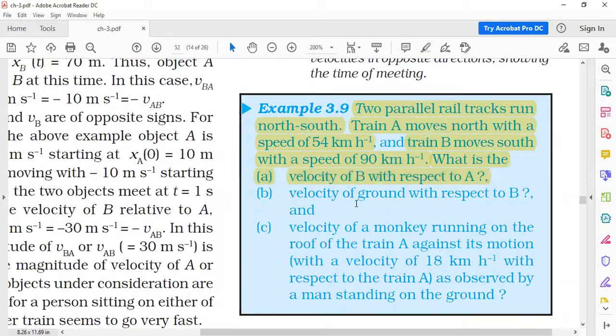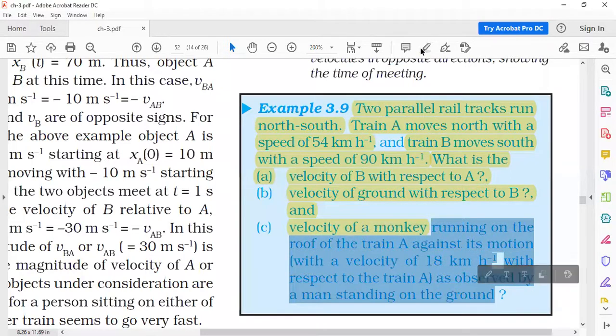There are three sub-questions. I need to calculate the relative velocity of B with respect to A, first one. Then the relative velocity of ground with respect to B, second one. The third one, the velocity of a monkey. What is the velocity of a monkey which is running on the roof of train A against its motion with a relative velocity of 18 km per hour, with respect to a man standing on the ground?